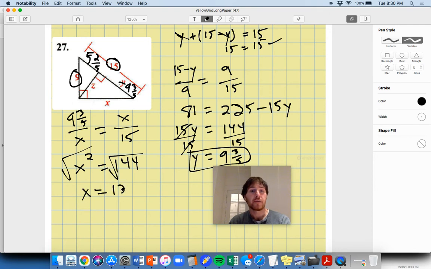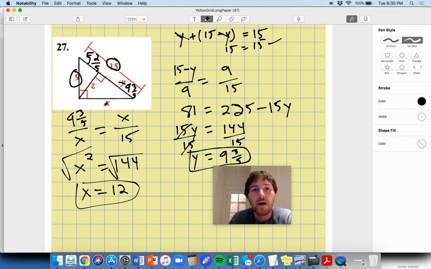So I got 12 here for X. That makes sense to me because, again, 9 3/5 and 15, it kind of makes sense proportionally, right? 9 to 12 would mean a 3 to 4 ratio, and 12 to 15 would be in a 4 to 5 ratio. So this is kind of in between here, in order to maintain that common ratio.